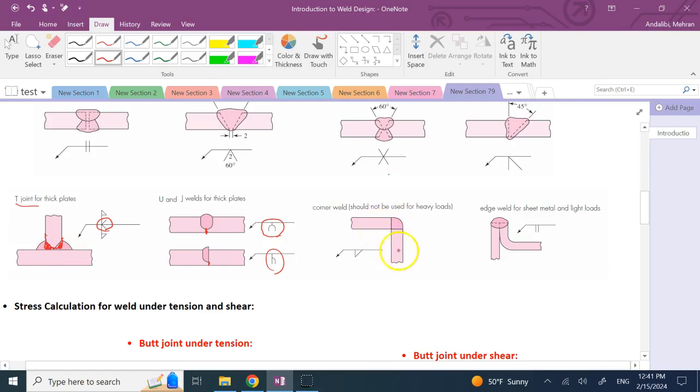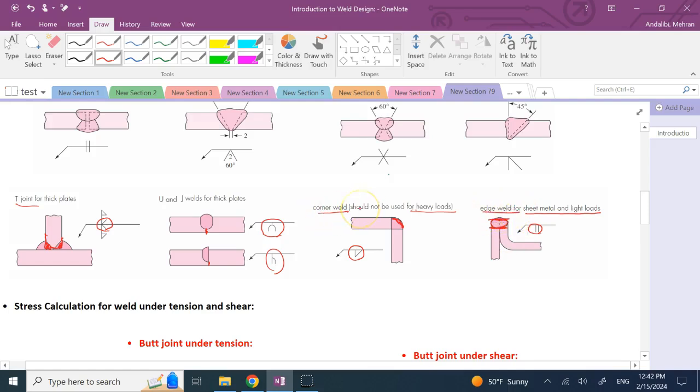If the parts are to be welded at 90 degrees like this, and this is not going to be for heavy loads, then you might do a corner weld, and that you can do with a fillet right here. This is not the perfect triangle, but you can fill it in. And if it's sheet metal or light loads, you can also put the edges right next to each other, attach, and then fill it with this. Okay, so this is kind of like a square, but of course a little bit rounded. But you can do an edge weld.